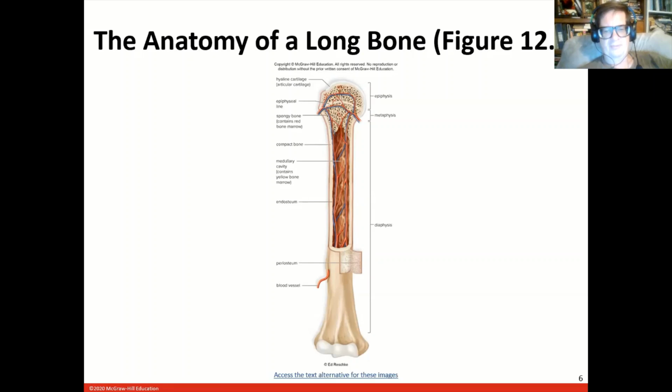The periosteum also has cells in it that can generate bone. We call that appositional growth, where you make it thicker by adding to the side of the diaphysis. But we'll talk about that later.